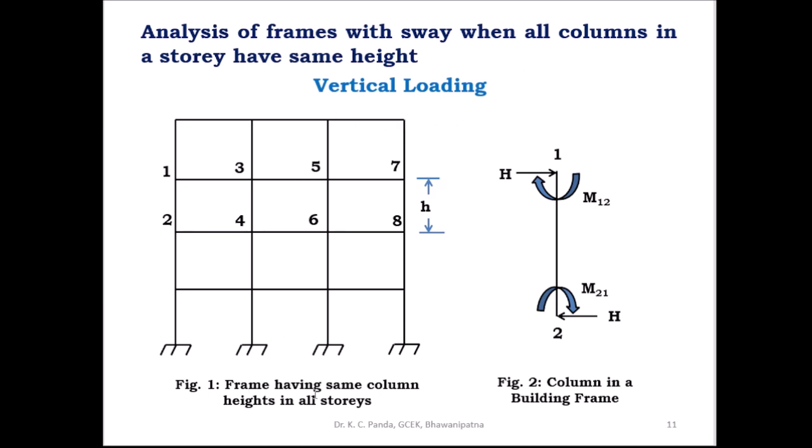So this is the frame having same column height in all stories. 1, 2 vertical column, 3, 4, 5, 6 and 7, 8. This is the column 1, 2 in a building frame, and this is the horizontal loading or lateral loading, and this is the moment which is acting at the end of the column 1, 2. Here the moment M12 and here the moment M21.